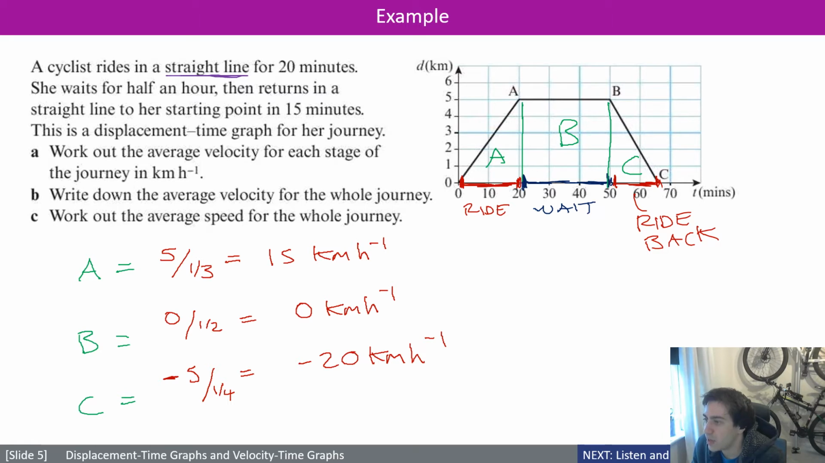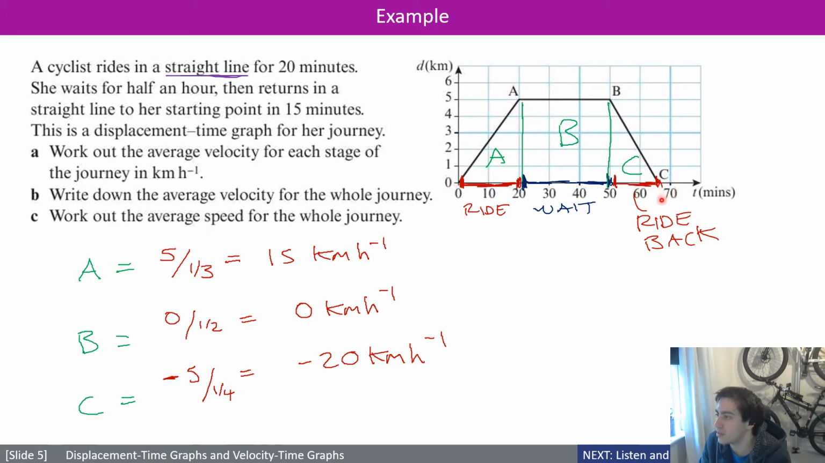Okay, and then for part B, write down the average velocity for the whole journey. Now here's what you don't do. What you don't do is then find the average of all three, right? That's not going to give me the correct answer at all, because if you average a collection of averages, that doesn't necessarily give me the average of the whole thing, right?